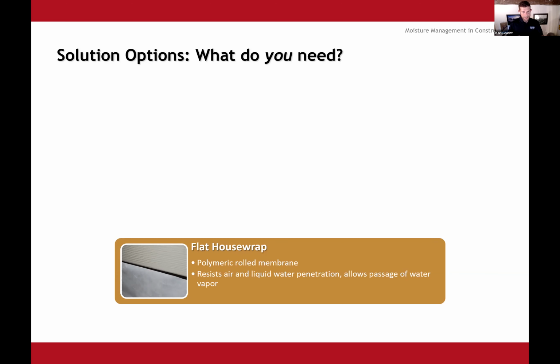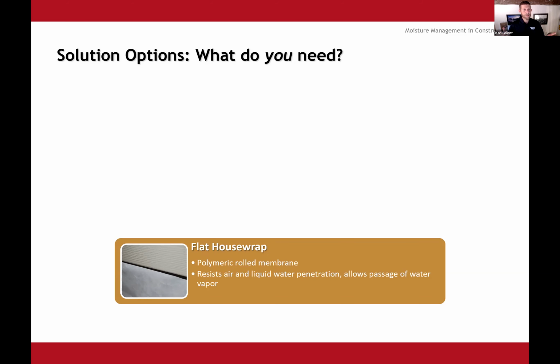I'm not going to dive deep into perm ratings and the building science behind that, but I'll just say most building scientists agree a perm rating of 10 to 20 is kind of where you want to be. That's the sweet spot. Just open enough to let that vapor escape, but not so open that it lets too much water in, right? So that's the function of a basic flat house wrap.